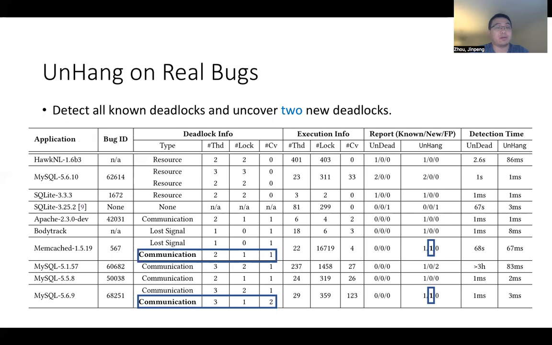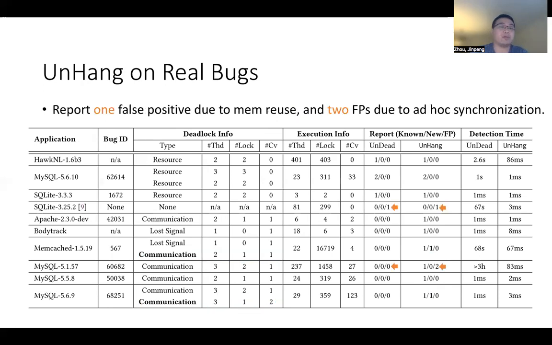We collected 9 bugs from different applications, and based on our evaluation, Unhand is able to detect all known deadlocks and uncover 2 new deadlocks. Meanwhile, Unhand reports 1 false positive due to memory reuse and 2 false positives due to ad hoc synchronizations.